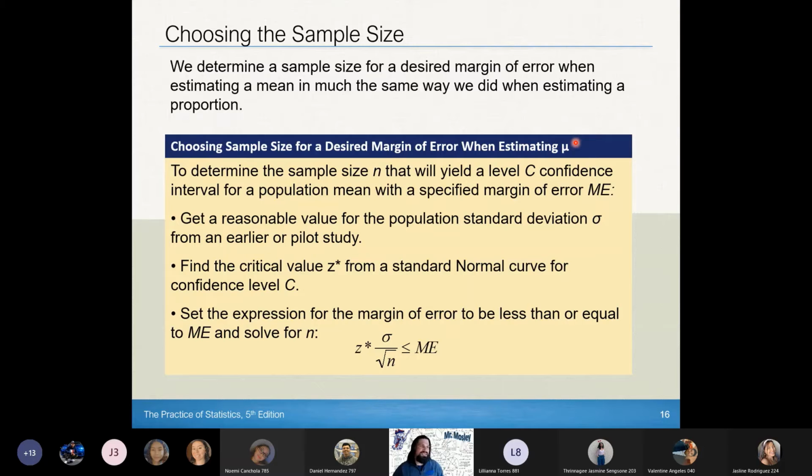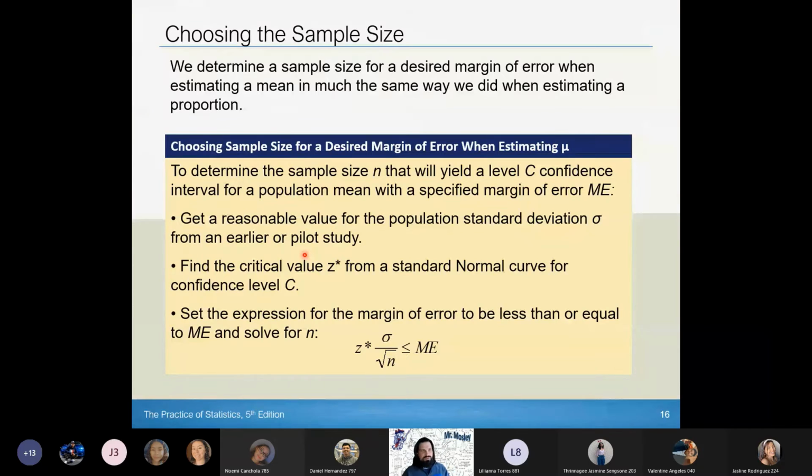To determine the sample size n that will yield a level C confidence interval for a population mean with a specified margin of error ME, we get a reasonable value for the population standard deviation sigma from an earlier or pilot study. That's the only option. We need to have some value for sigma, and the only option is having some reasonable value from a previous or pilot study. There's no default standard deviation.